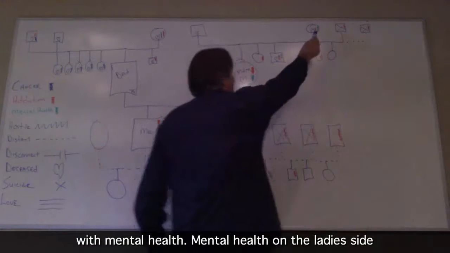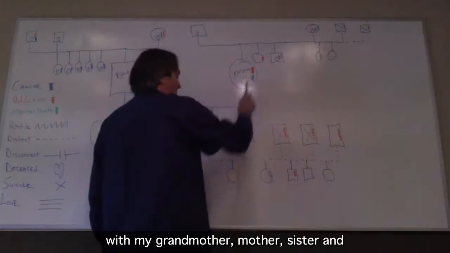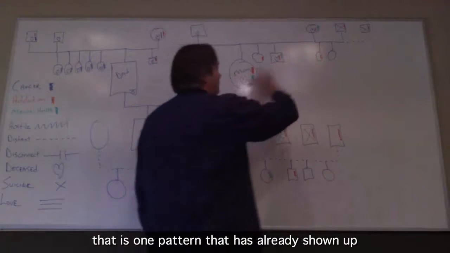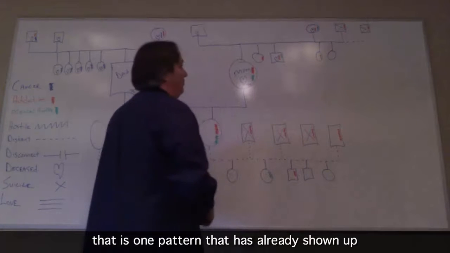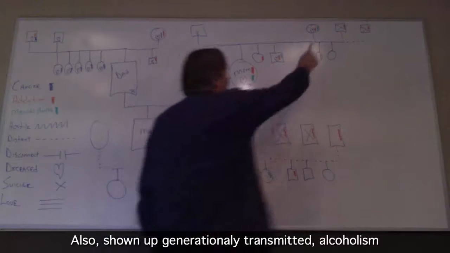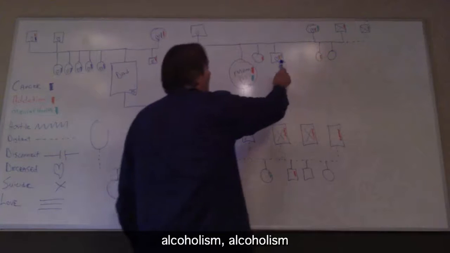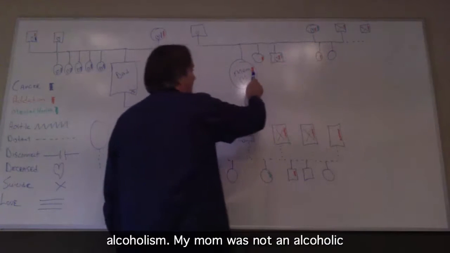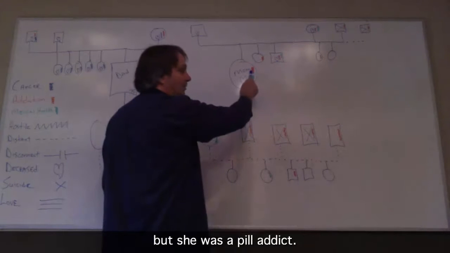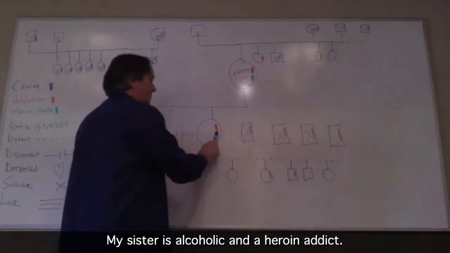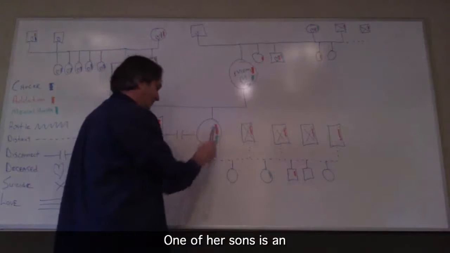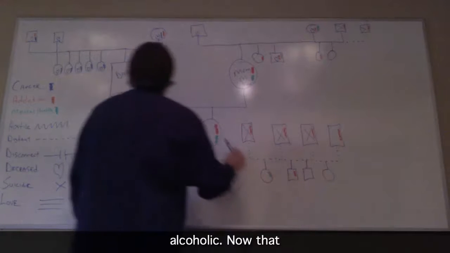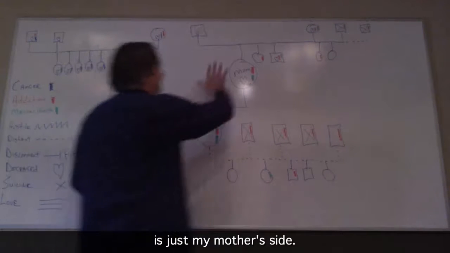Mental health on the lady's side, mental health on my mom, my sister, and one of her daughters. So that is one pattern that's already showed up, also transmitted intergenerationally. Alcoholism, alcoholism, alcoholism, alcoholism. My mom was not an alcoholic, but she was a pill addict. My sister's alcoholic and a heroin addict. One of her sons is an alcoholic. Now that's just my mother's side.